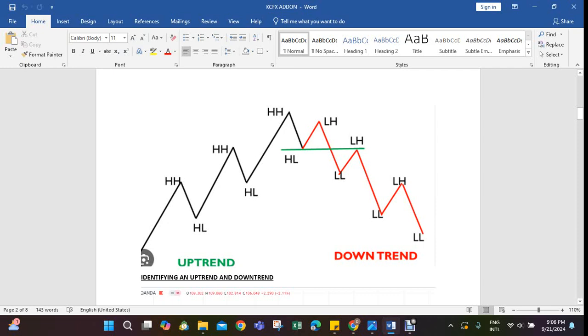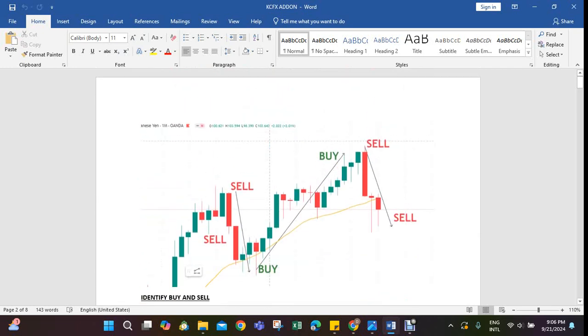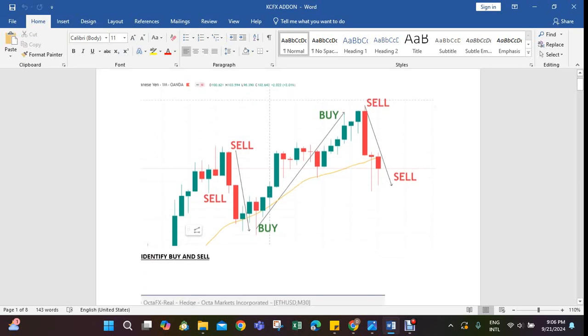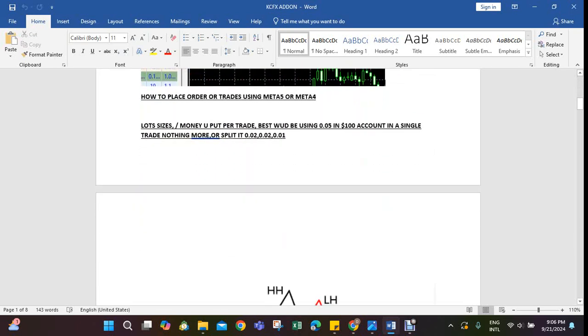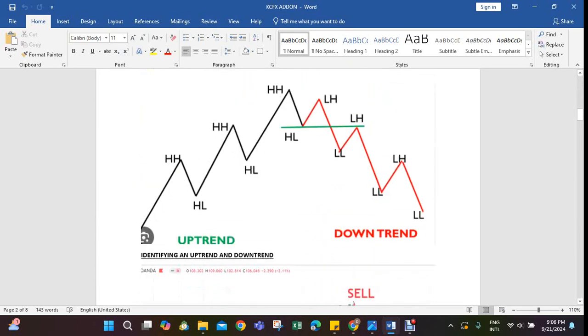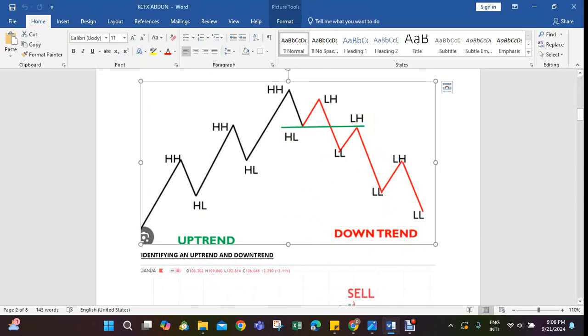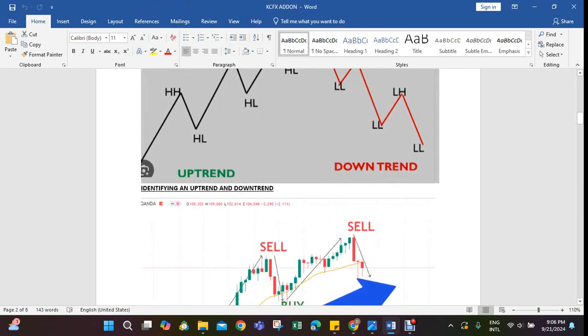You understand? Now let me go back to the first picture so you can understand. You can see here too that it's like climbing, right? So let's just continue. Right now we understand this one. You understand uptrend and downtrend. Anytime you see this, you understand. Now let's go to the next one.